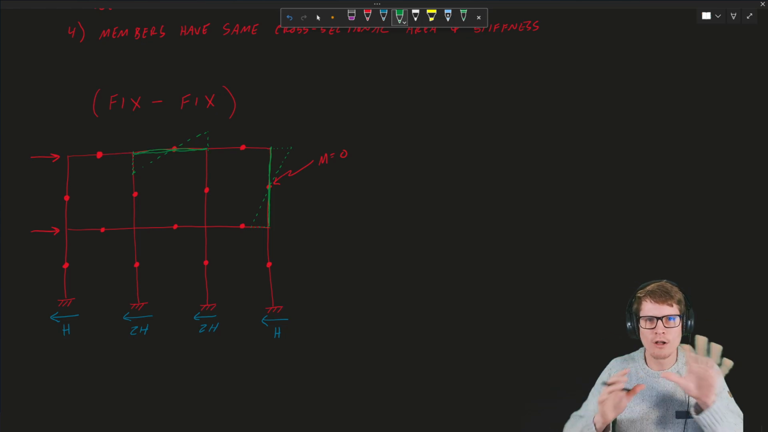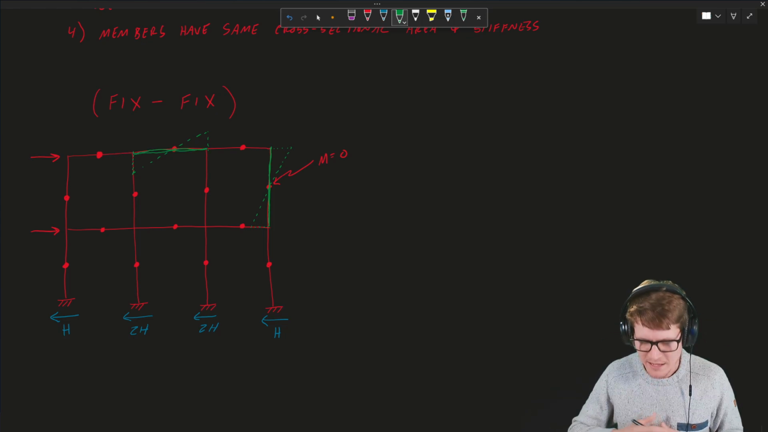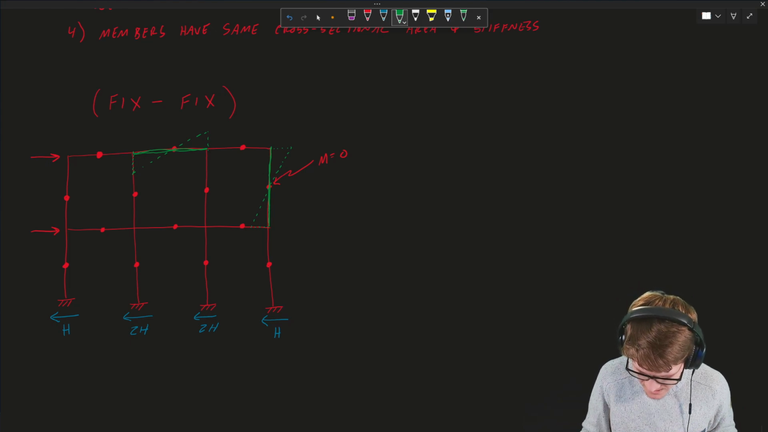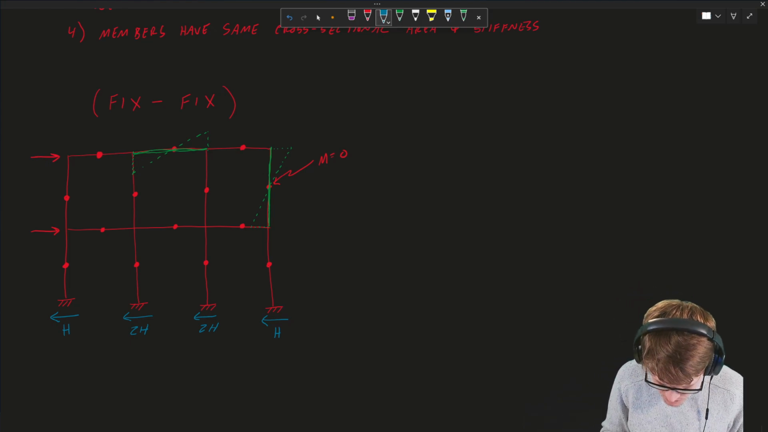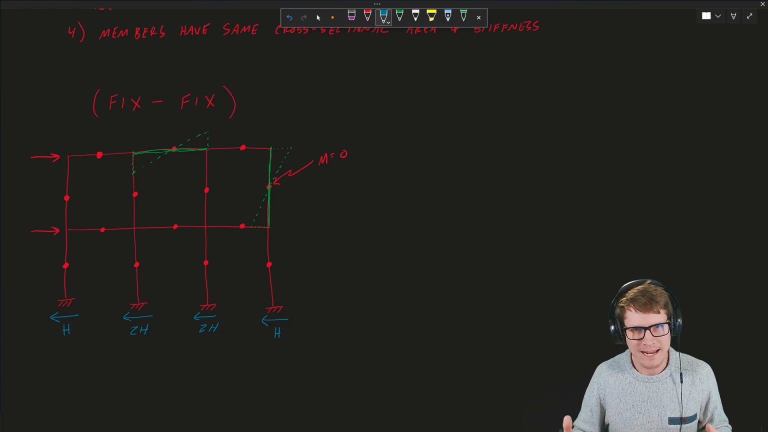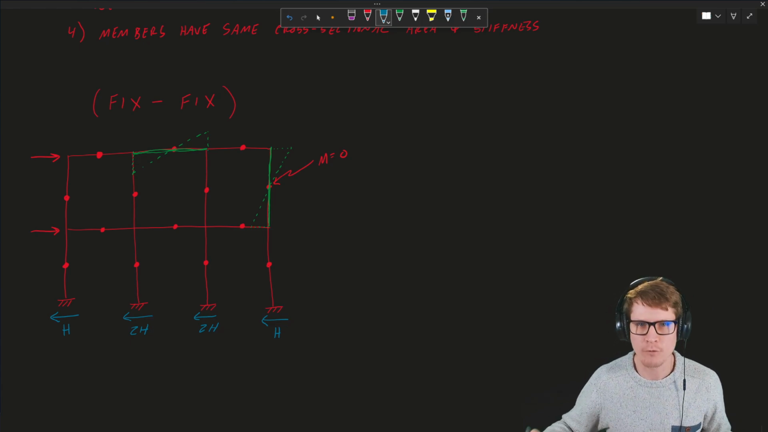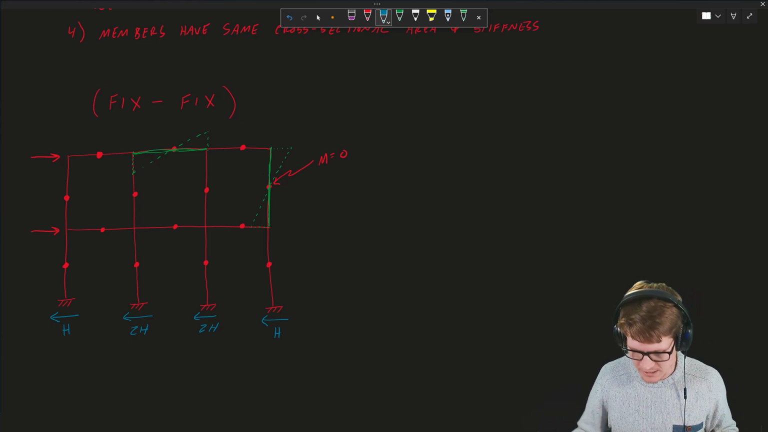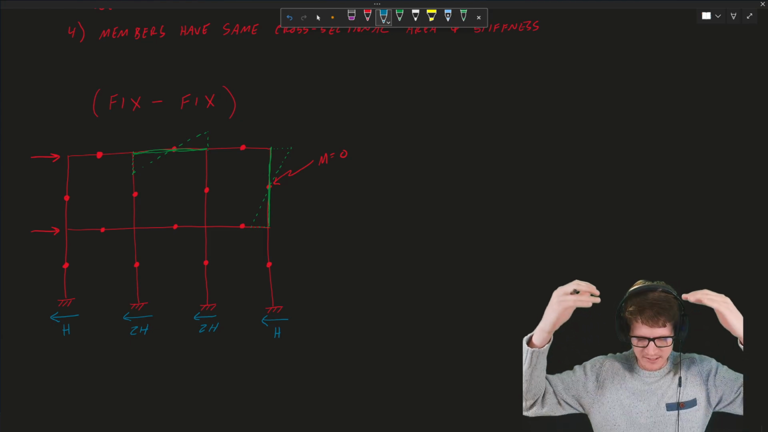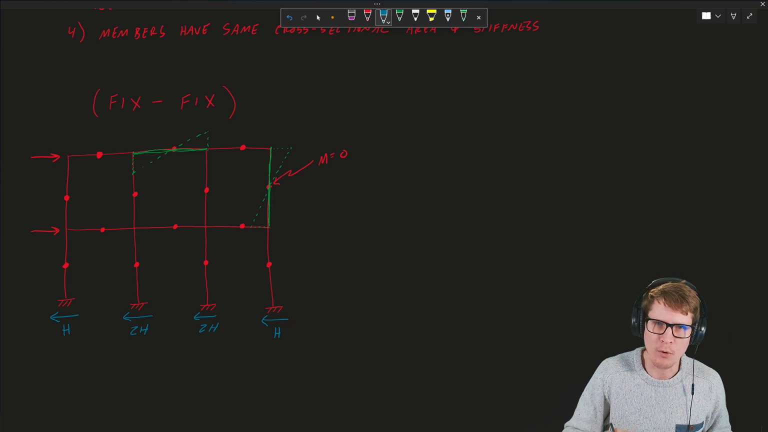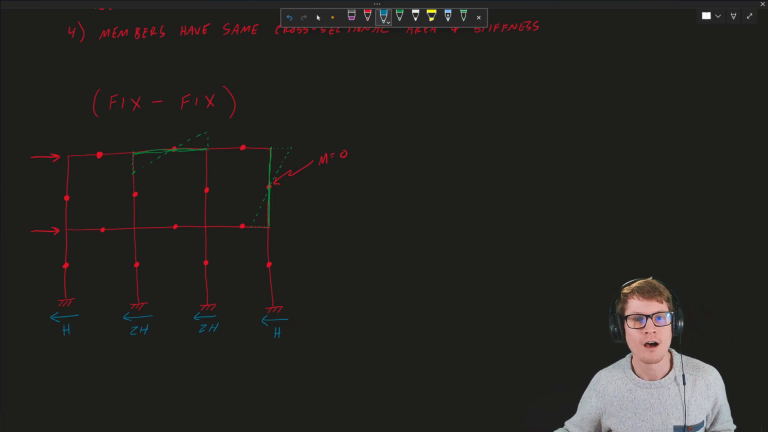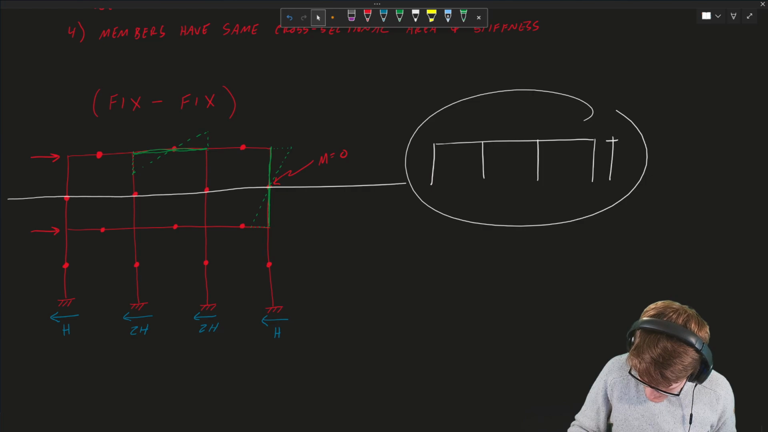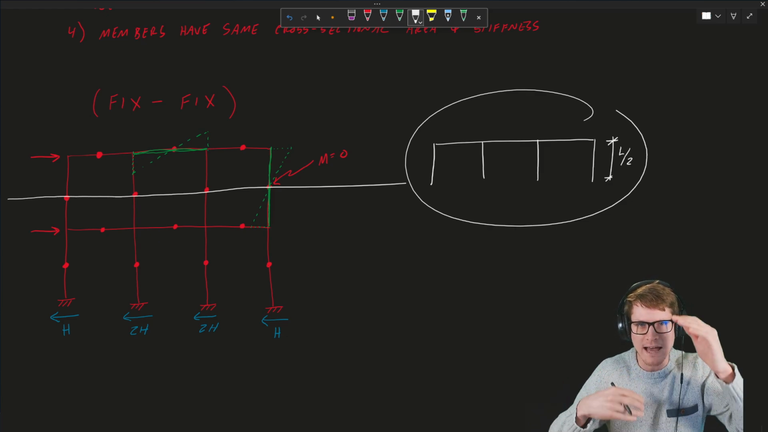You could draw these all over the place on your frame. Now, the next step that you take when you're doing this analysis is you cut through the story that you're trying to analyze, or the members that you're trying to get forces for, through the inflection point of the story in question. So if we were analyzing starting at the top, we would cut through the midpoint, or at the inflection points, of the second story columns. The story height, if I call it L, would now be L over 2 because it's 1/2 of the story.